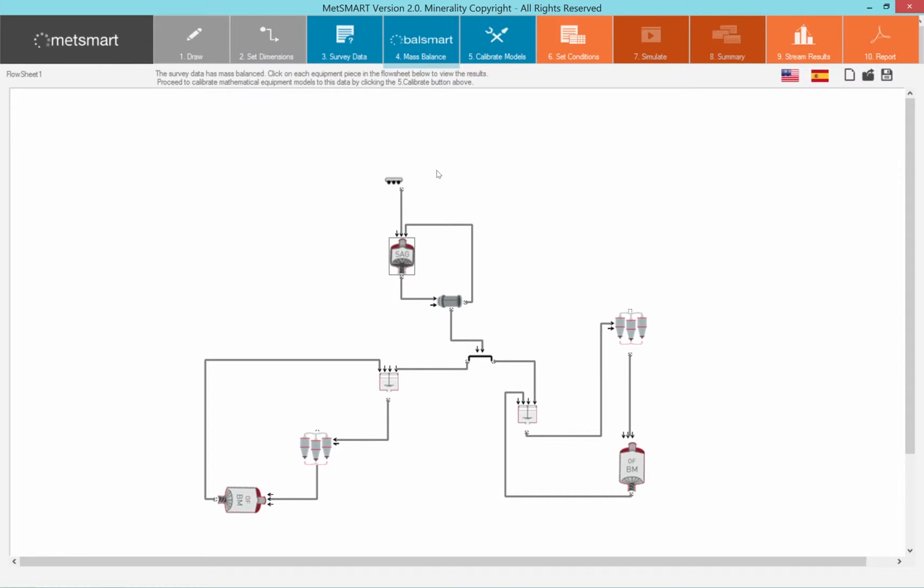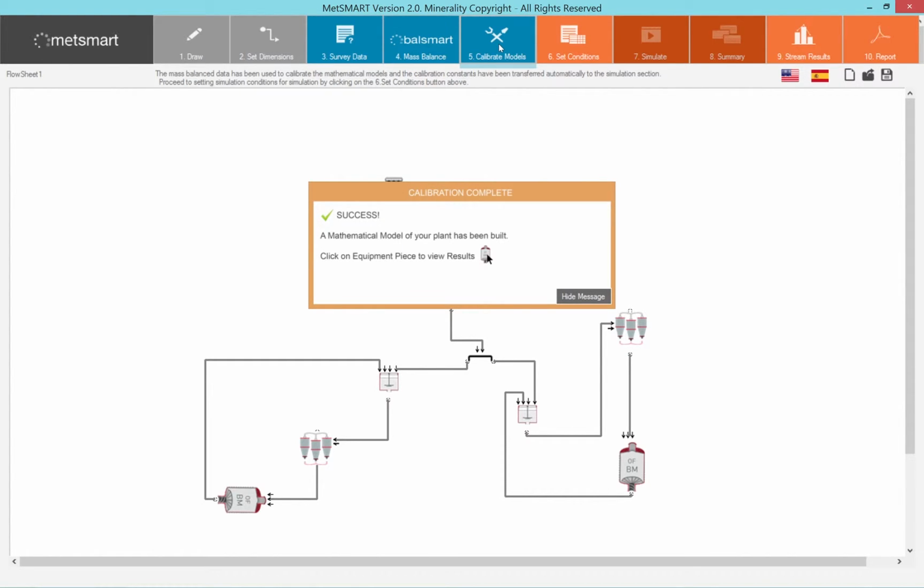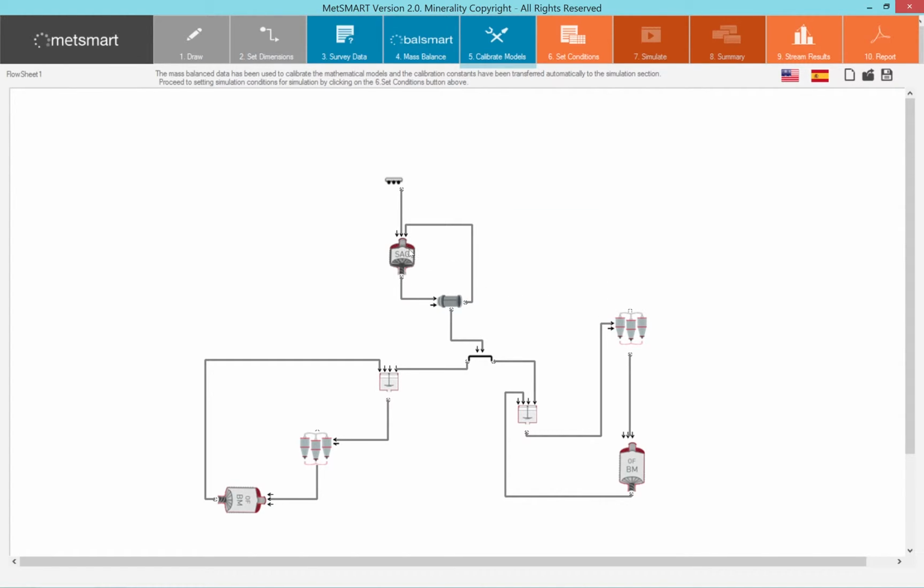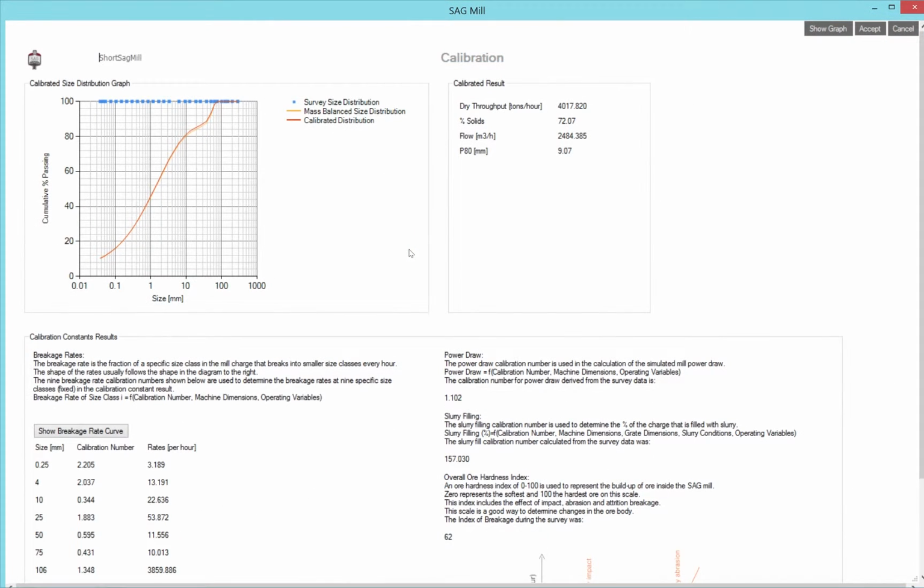So when I do this calibration, I will use the survey information that was entered for each equipment piece, and I will use the mass balanced result of step number 4. So to calibrate each equipment piece model, I simply have to click on the Calibrate Models button. Within a few seconds, I receive a message which tells me that my calibration is complete. So to view the results of each calibration, I have to click on each equipment piece in the flowsheet.